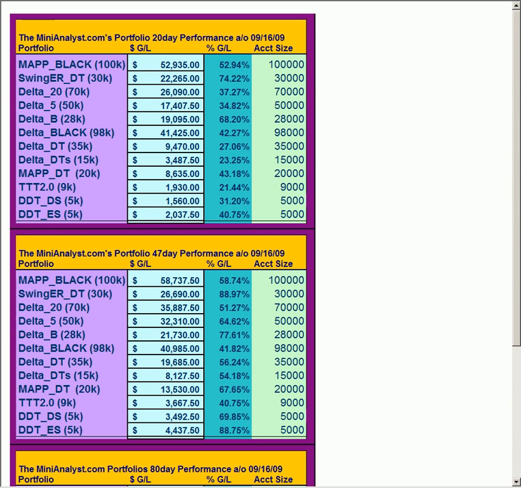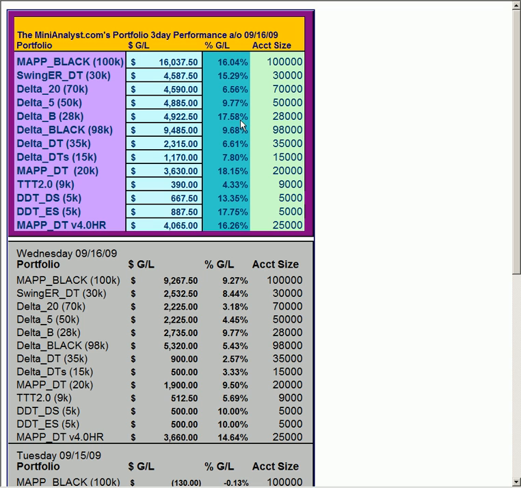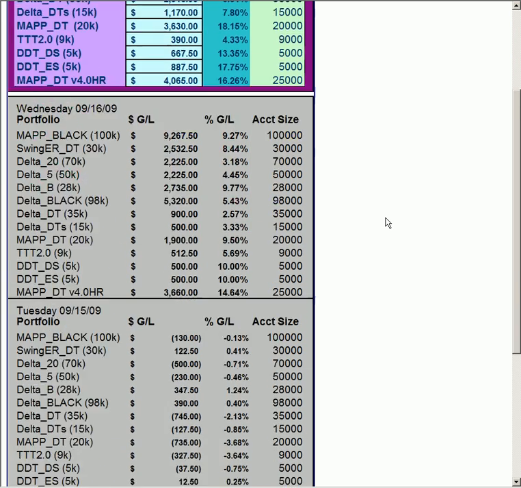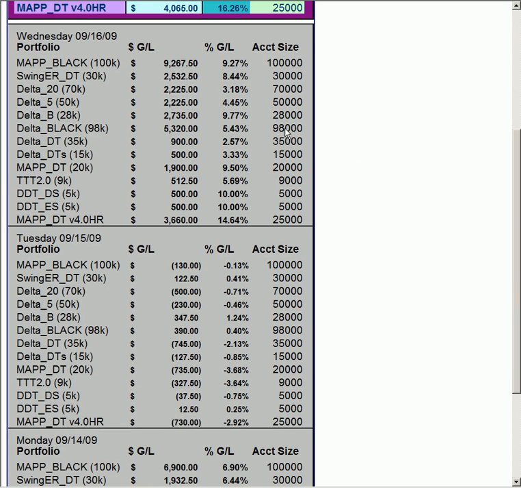But if you are interested in these portfolios, the Swinger DT is up 75% in the last 20 days, and look at the Delta B, up 17.58% over the last 3 days alone. Swinger DT is up 15% over the last 3 days. Of course, the day traders are always right up there, outperforming. Here are the numbers we have today.